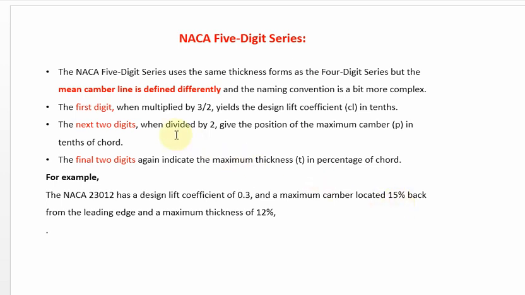How does it come? It says the next 2 digits divided by 2. What are the next 2 digits? 30. So 30 will be divided by 2, automatically 30 by 2 is 15. The 15 gives your maximum camber position in tenths of a percentage. That is why you get the location of your maximum camber from the leading edge at 15% of the chord. Then the last 2 digits indicate the thickness, that is simply 12%. So 12% will be the thickness of your airfoil. In the same way, the 4-digit and 5-digit series do not give the location of maximum thickness. By default it will be 30% from the leading edge, that we have to remember.